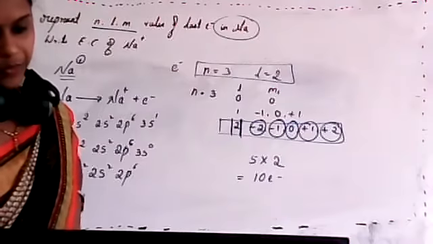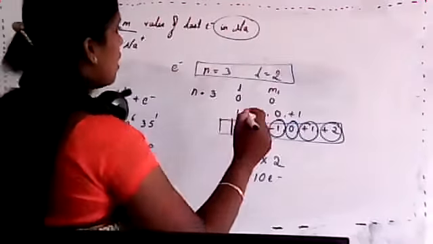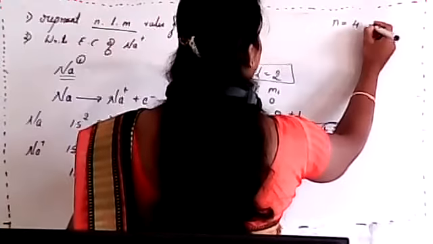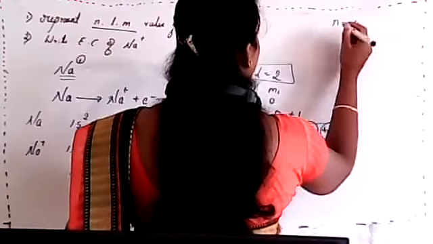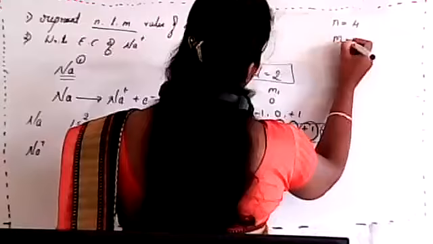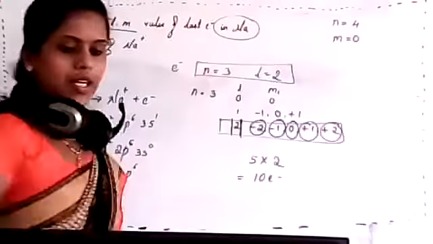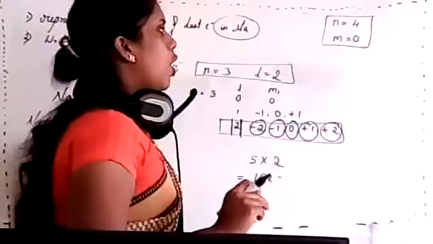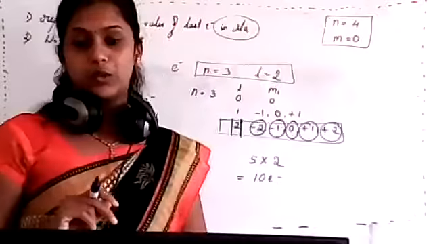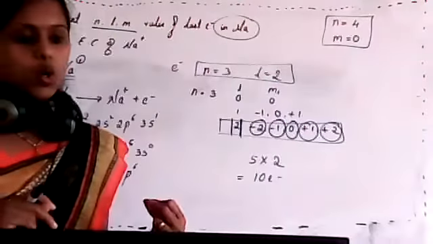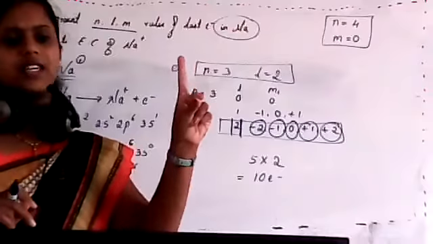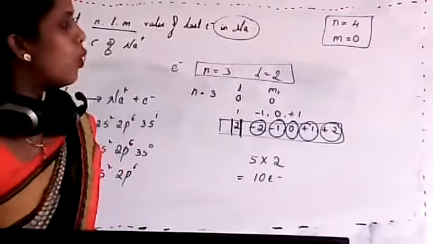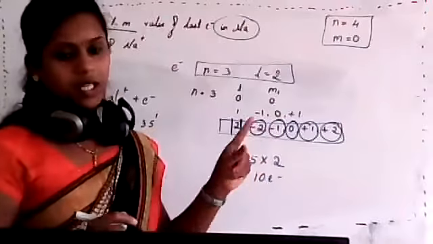Or else take one example: n equals 4 with the m value as 0. Find the total number of electrons present for n equals 4 and m equals 0. Simple question it is. We know each and every shell contains m equals 0. What will be the answer?